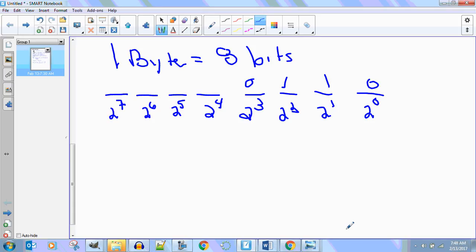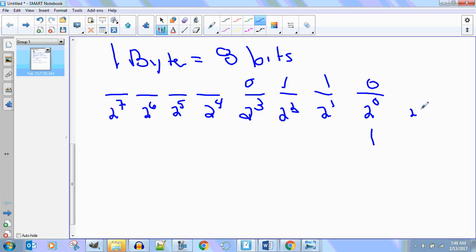2 to the 0 is 1. If you ever want to know mathematically, it's because when you divide 2 to the 5th by 2 to the 5th, when you divide, you subtract. So it's 2 to the 5 minus 5. And 2 to the 5th power is 32, so 32 divided by 32 is 1. So this is 2 to the 0. That's the reason why, when you do this mathematically, that's what you get.